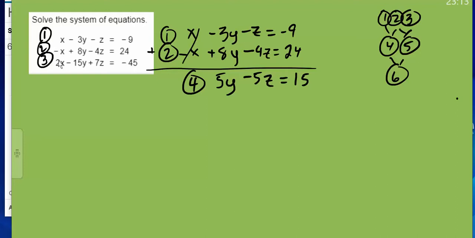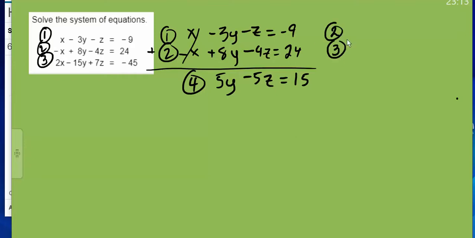is I need to take equation 3, and I can either use 1 and 3 or 2 and 3, and I want to get rid of the same variable. So let's use 2 and 3. Let me erase this. Okay, so I'm going to take equation 2 and 3 and get rid of x. So I got to take equation 2 and multiply it by 2. So I get negative 2x, positive 16y, negative 8z equals 48. Equation 3, we just leave it alone. 2x minus 15y plus 7z equals negative 45.